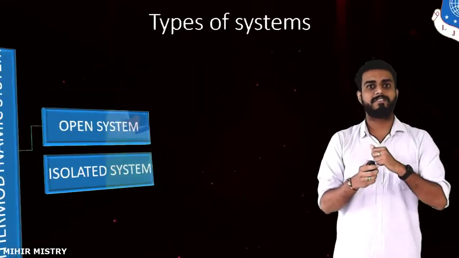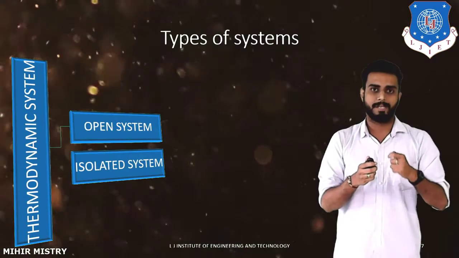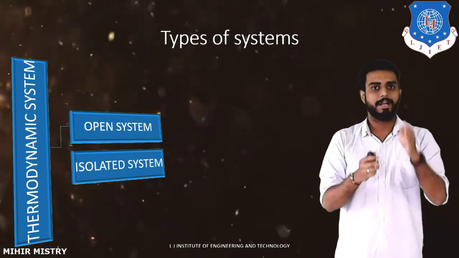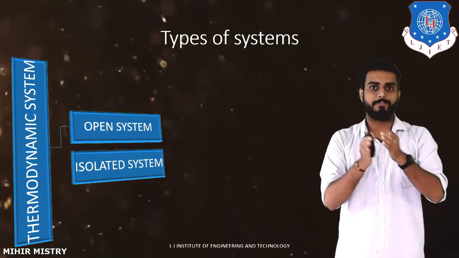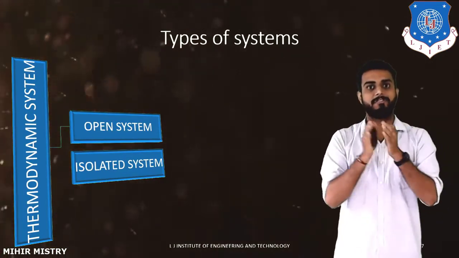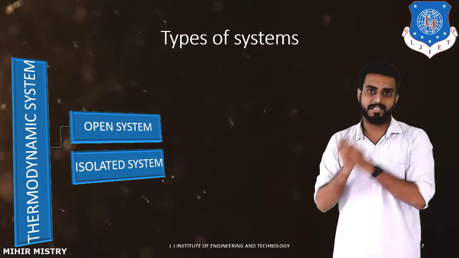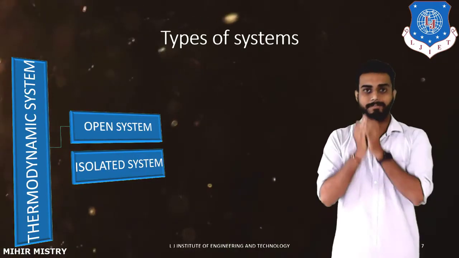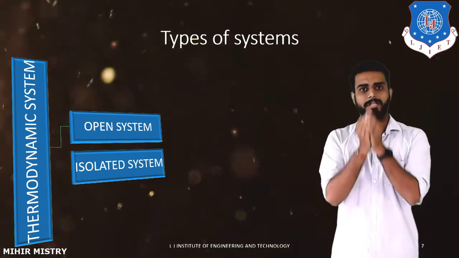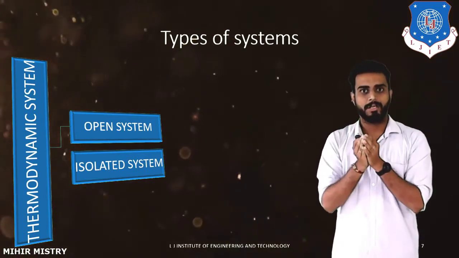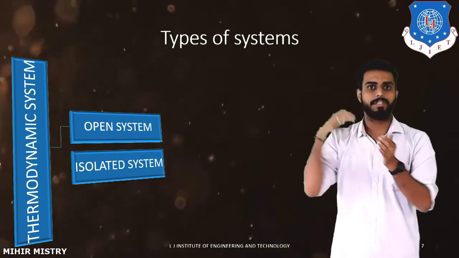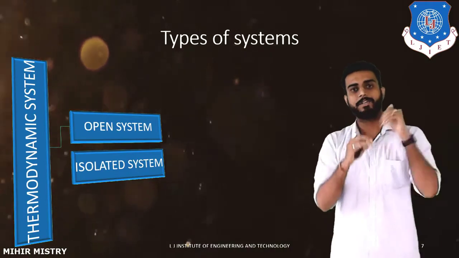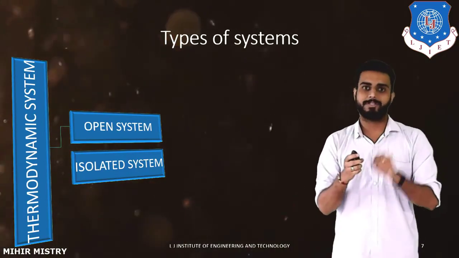Now the next classification is isolated system. So isolated system means what? Very simple. Neither mass nor energy can transfer from the system to the surrounding. That will be known as isolated system. Now let us understand the meaning of isolated system. Okay, simple. Let us take the example of our universe. Nothing can go beyond the universe, neither mass nor energy, and nothing can enter the universe. So that will be known as isolated system.